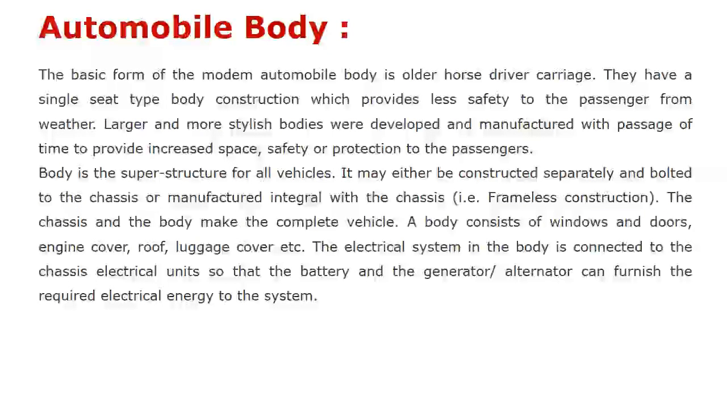Now next we will see the automobile body. Getting? Automobile body. The basic form of the modern automobile body is the older horse-driven carriage. The horse-driven carriage is called in Marathi a tanga. Getting? Horse-driven carriage, that is a tanga. They have a single-seat type of body construction which provides less safety to the passengers from the weather. Getting? Less safety for the passengers from environmental effects.